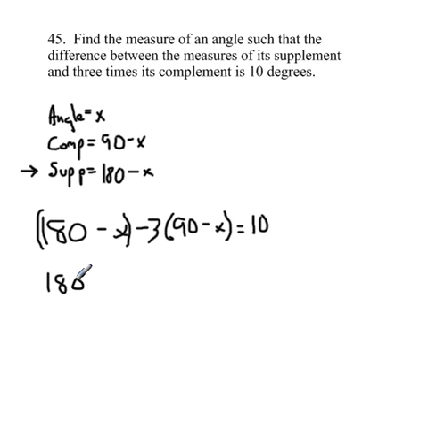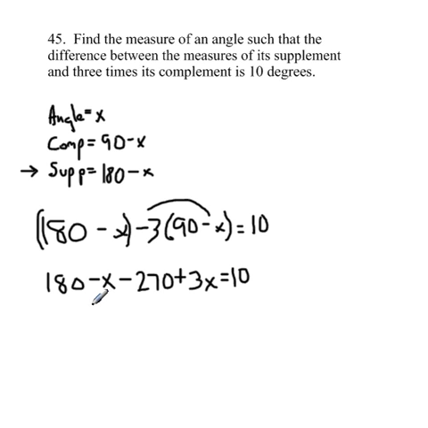Now let's go ahead and solve this out. You need to distribute the negative 3 to 90, giving negative 270. And then negative 3 times negative x. Don't forget that second one is going to turn into a positive 3x. And we'll set that equal to 10.